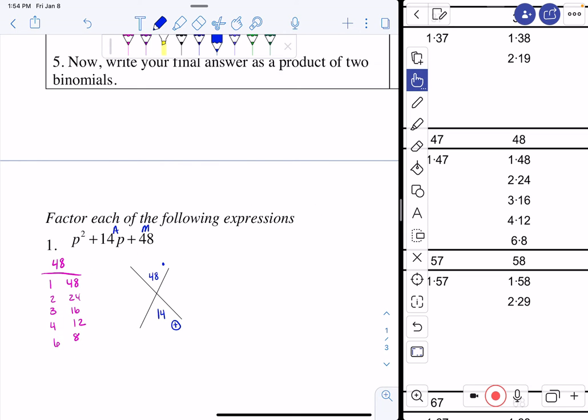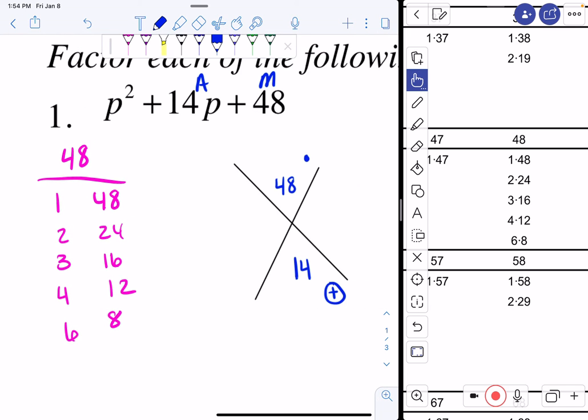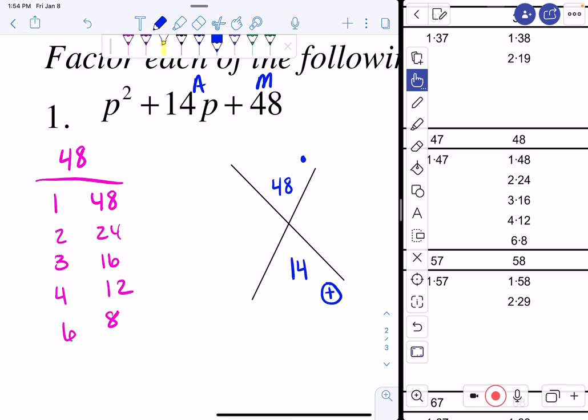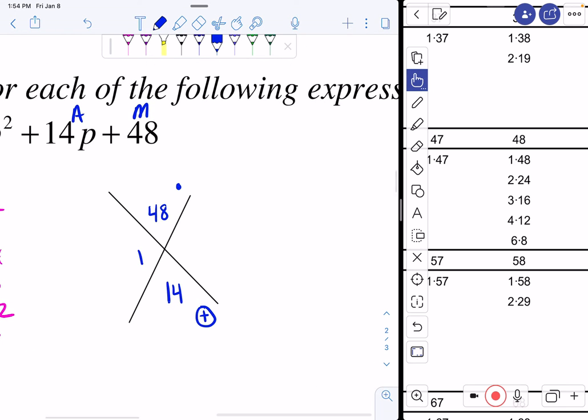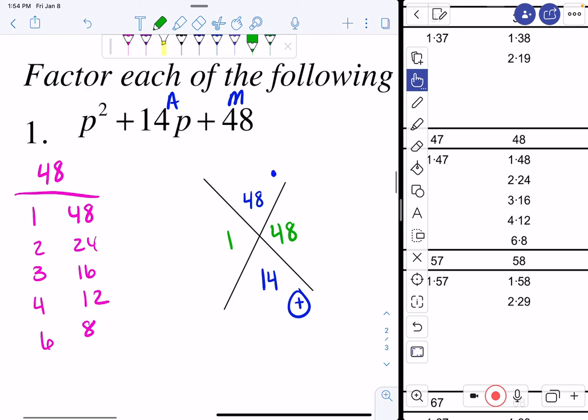So I go through my list. 1 and 48. Well, I know that all of these are going to multiply to 48, which is nice. So let's just really look at their sum. 1 times 48 is 48. Ooh, let me change my colors. 1 times 48 works because it gives me a 48, but 1 plus 48 is 49. I want a 14. Can't be that one. So I'm going to cross that factor pair out.